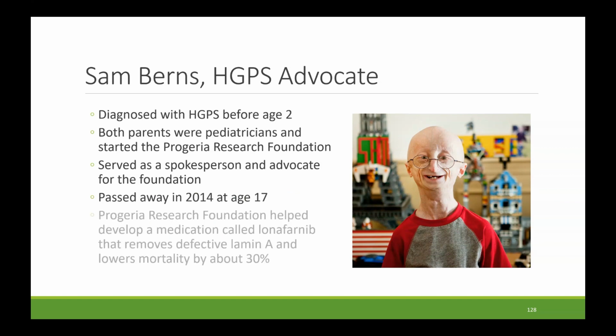But while he was alive, the Progeria Research Foundation made significant strides at identifying medications to improve the prognosis of the disease. The organization helped develop a medication called lonafarnib that clears the defective lamin A protein from cells and lowers mortality rate by about 30%. So in the clinical trial of this medication, when they followed up with patients 2 years later, only 3% who were treated with this drug had passed away, while 33% of those who hadn't been treated with it had passed away. So it's no cure, but it does represent a meaningful improvement in the lifespan for children who have this disease.